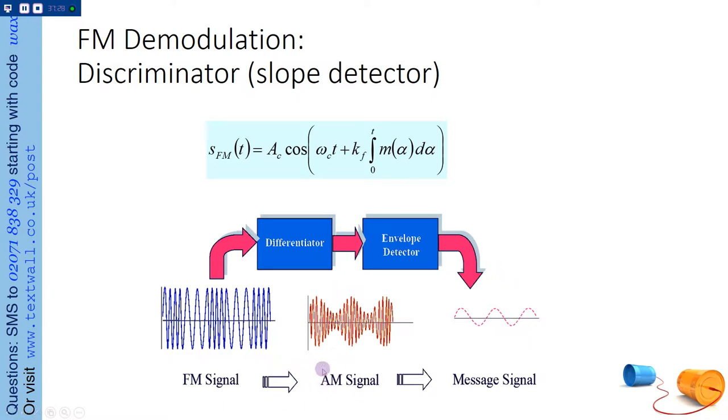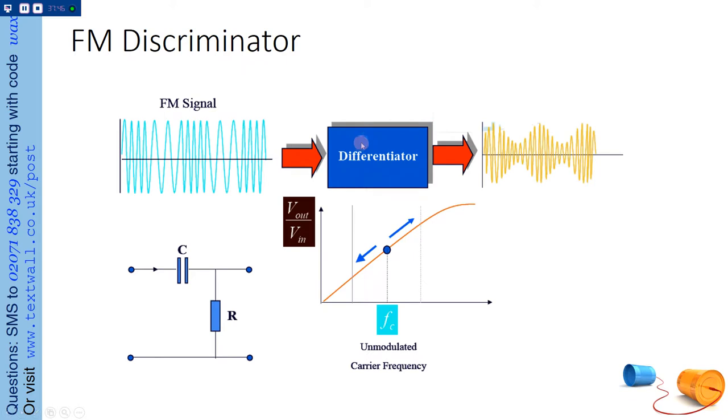So it says AM signal, it's not exactly AM, it's AM between inverted commas, because the frequency also changes. But because the amplitude is modulated and the amplitude does contain the message, we call it AM. Okay, that's just another expression of the same thing.